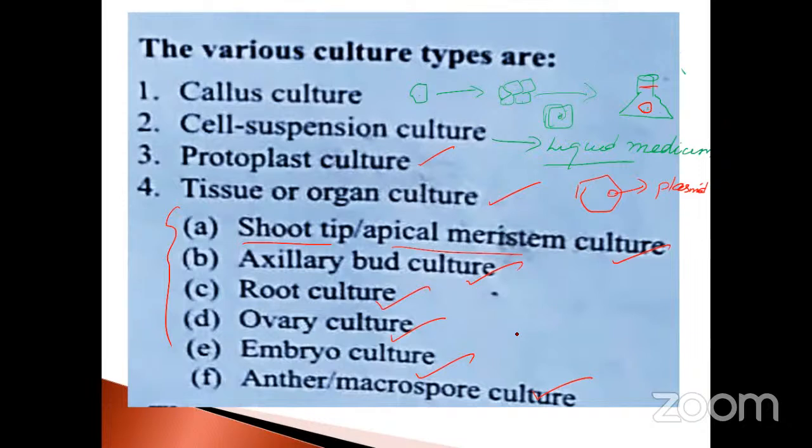Here, what part do we take as a test sample? Shoot tip or apical meristem. Just take an example: this is the root, and this one is called the shoot system, isn't it? Apical means the tip of the root and shoot. This is called apical. Axillary, this one is called axillary, isn't it?